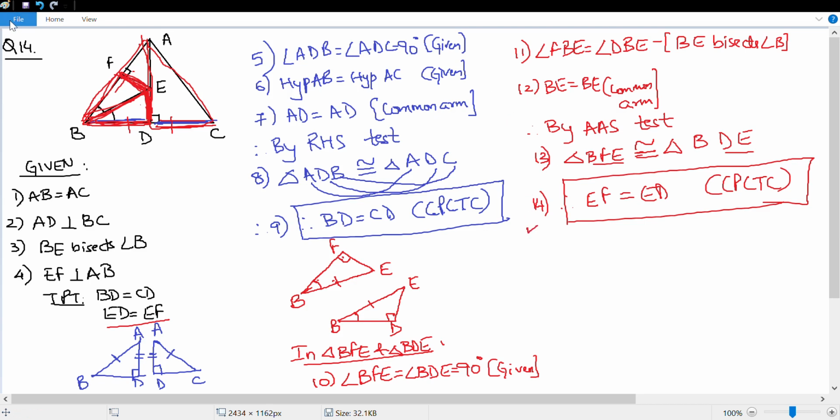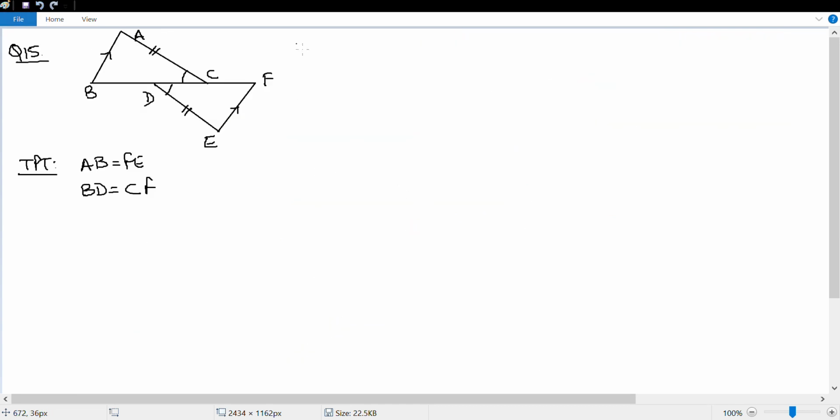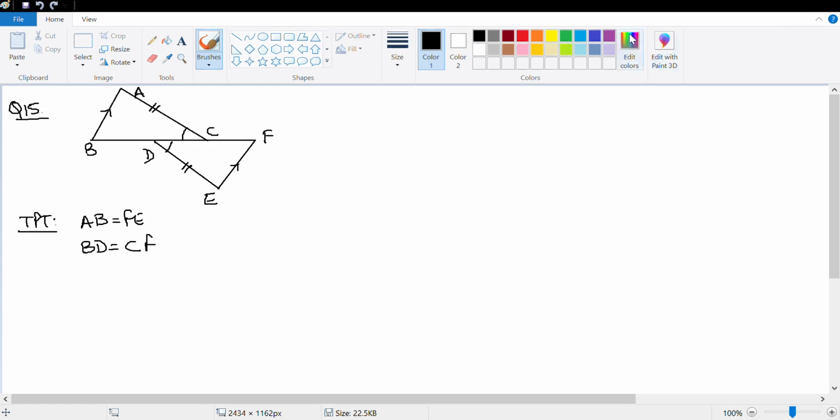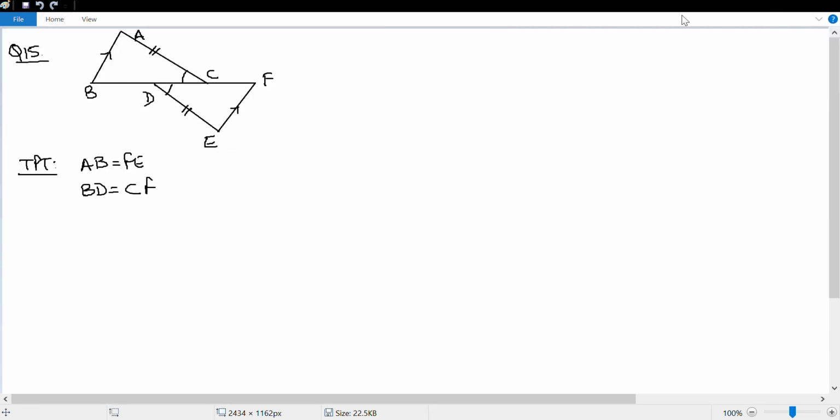So let's look at the last question from this exercise, question number 15. It says, use the information given in the figure to prove AB is equal to FE. AB is given parallel to FE. That's what's given diagrammatically in the question. And AC is equal to DE. That's also given. So I need to prove AB equal to FE.